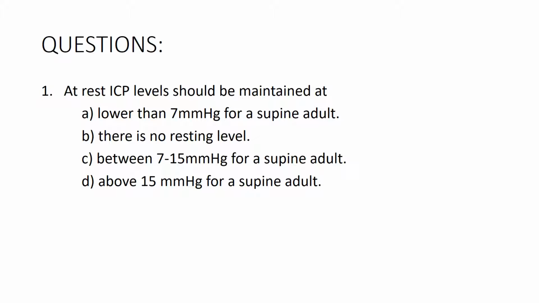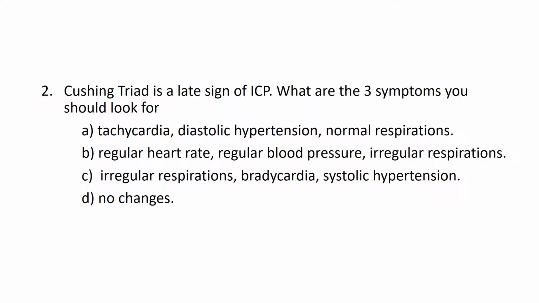So I've now written 3 questions regarding intracranial pressure, 2 multiple choice and 1 short answer. Question 1: at rest, ICP levels should be maintained at A, lower than 7 millimetres of mercury for a supine adult, B, there is no resting level, C, between 7 to 15 millimetres of mercury for a supine adult, or D, above 15 millimetres of mercury for a supine adult.